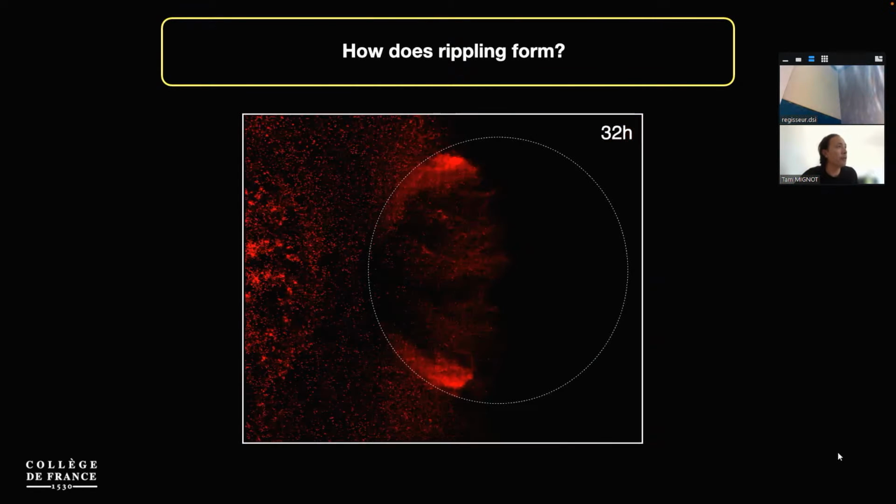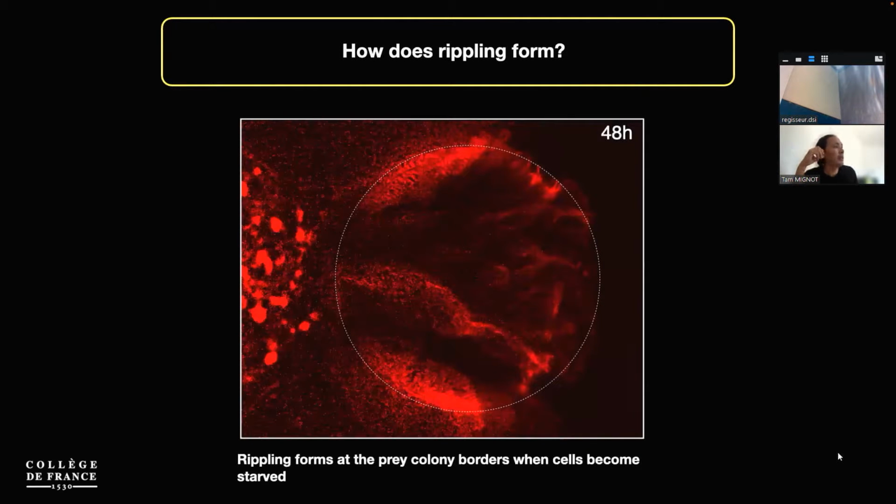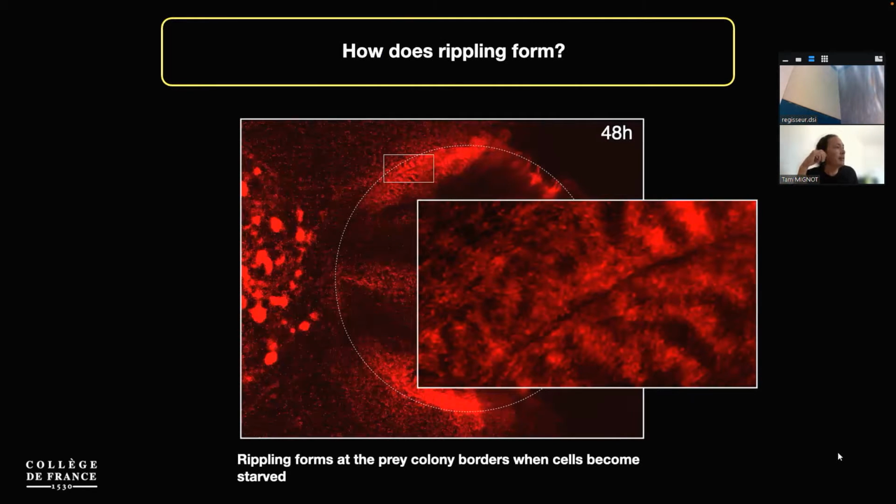But at 48 hours, now you see stripes form at the colony edges where those densities were initially formed. And if you zoom in, now you see those stripes are really the characteristic stripes that you get for a rippling pattern. And at 62 hours, this rippling behavior has spread to the entire prey colony, and now you get the characteristic rippling pattern that I've shown you with the binocular.